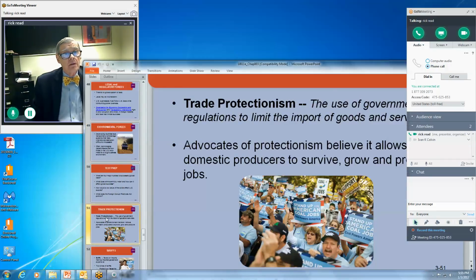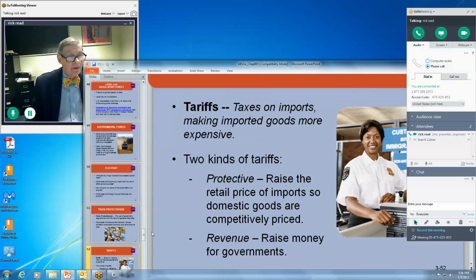Trade protectionism is something that countries use to support local industry. And we have to stop and think about that. A couple of ways to do that: tariffs. A tariff is simply a tax. It makes the imported good more expensive. Who pays the tax? The consumer.